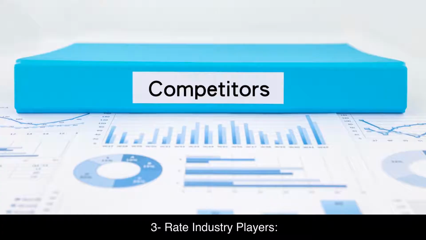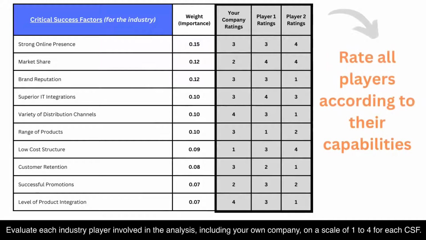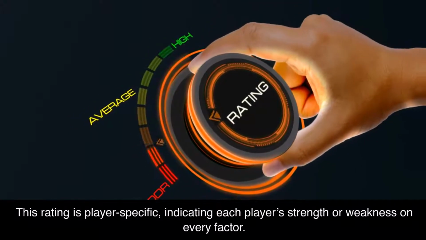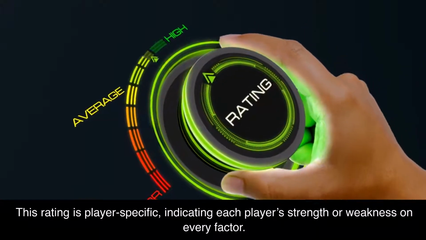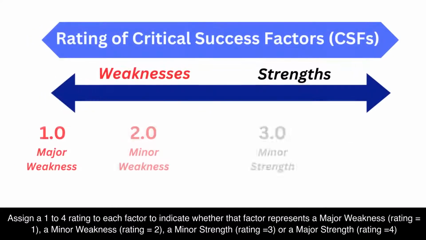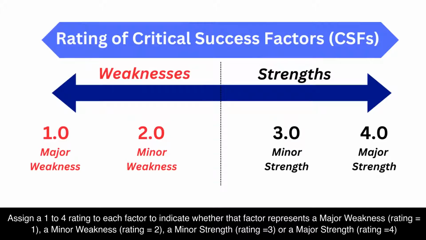3. Rate industry players. Evaluate each industry player involved in the analysis, including your own company, on a scale of 1 to 4 for each CSF. This rating is player-specific, indicating each player's strength or weakness on every factor. Assign a 1 to 4 rating to each factor to indicate whether that factor represents a major weakness, rating equals 1, a minor weakness, rating equals 2, a minor strength, rating equals 3, or a major strength, rating equals 4.